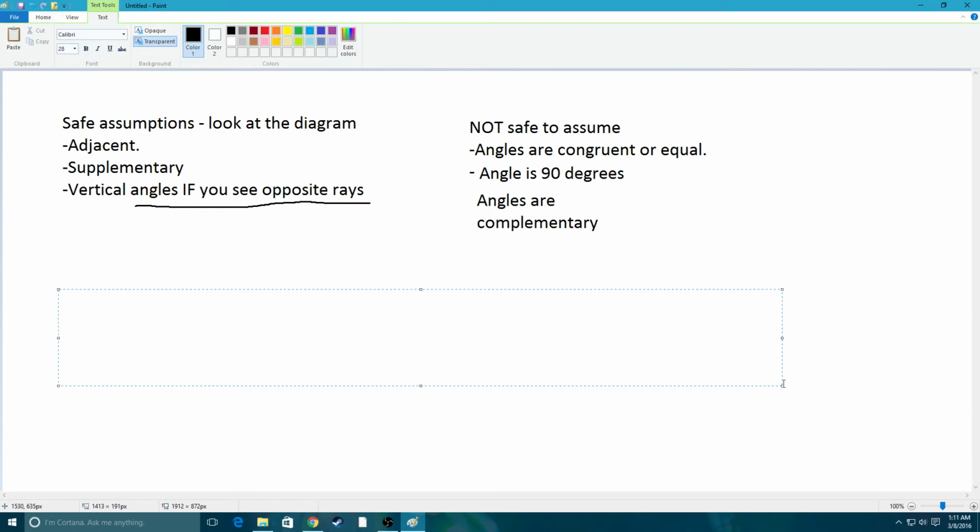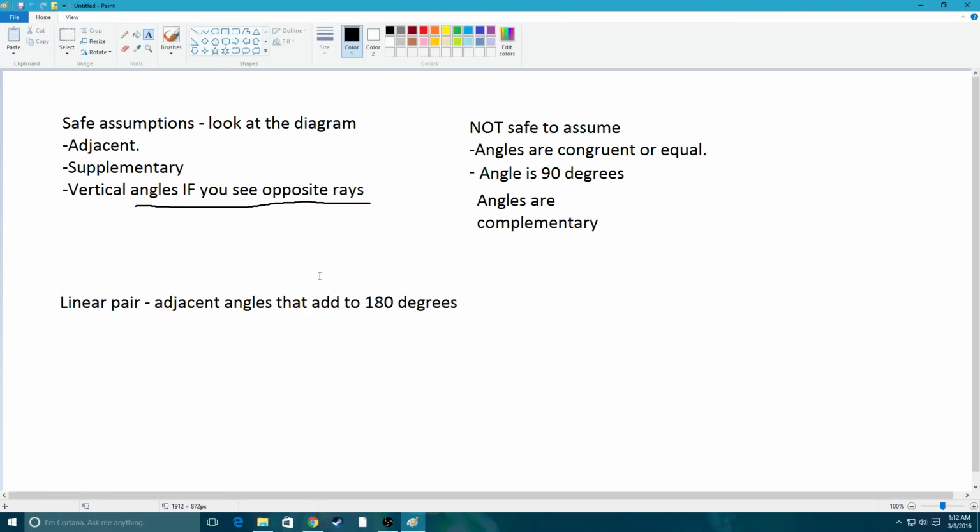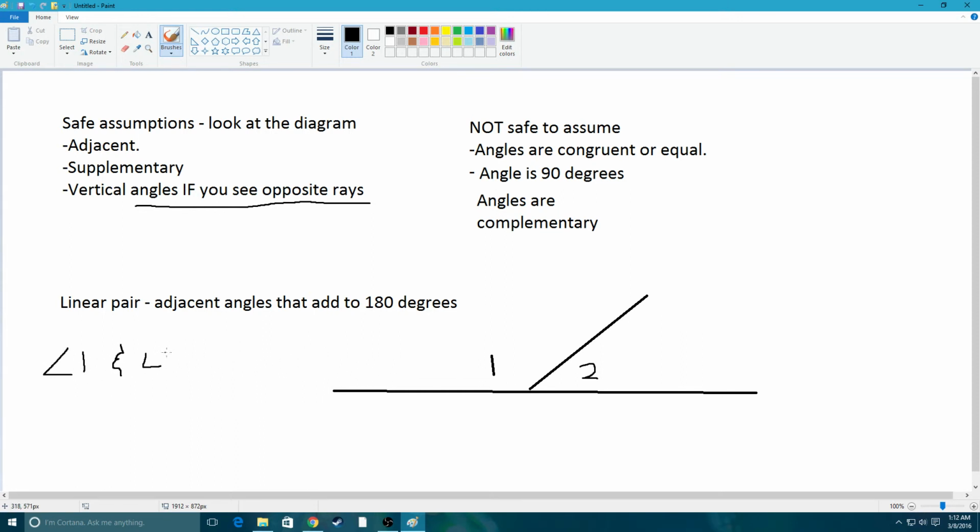A little bit more vocabulary. A linear pair are adjacent angles that add to 180 degrees. So if you see something like this, and they're like, okay, here's angle 1, here's angle 2, and you're just like, oh, is that a linear pair? And you say, yes, angle 1 and angle 2 are a linear pair.